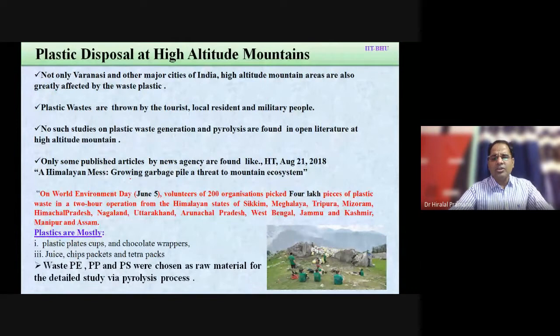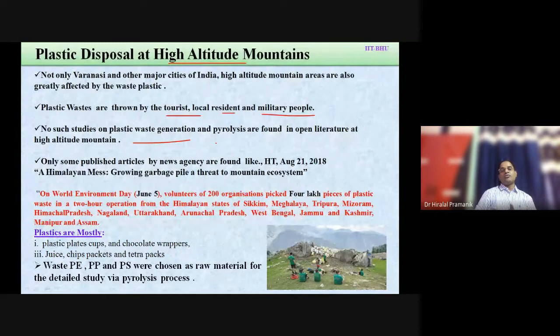Not only major cities, high altitude mountain areas are also badly affected. Plastic waste is thrown by tourists, local residents, and military people. However, no such studies have been performed on plastic waste generation and pyrolysis for high altitude areas. You cannot see any literature specifically for high altitude areas where recycling, conversion techniques, or solid waste management techniques have been adopted. No such literature is available.